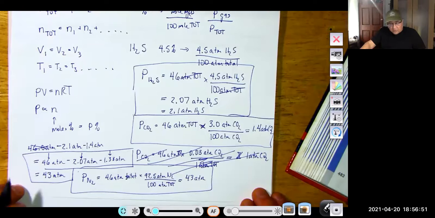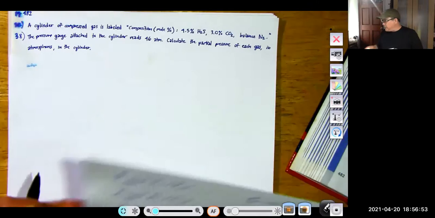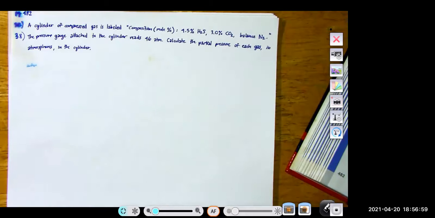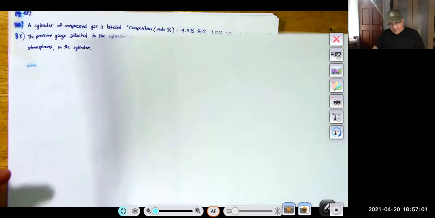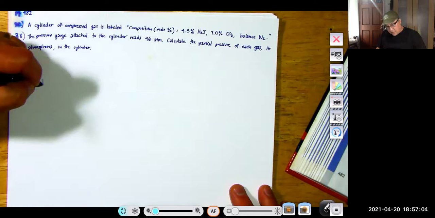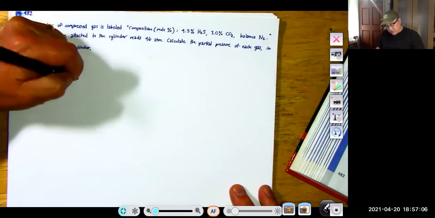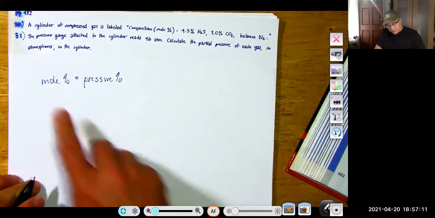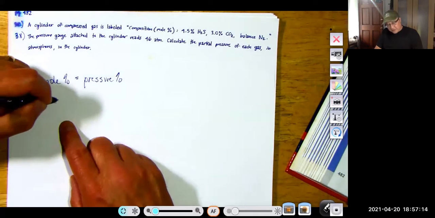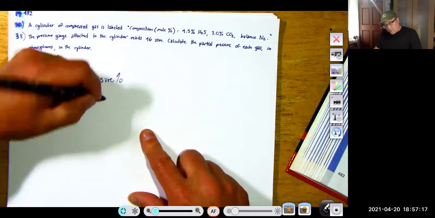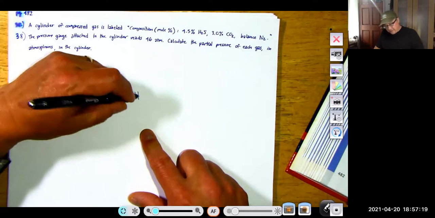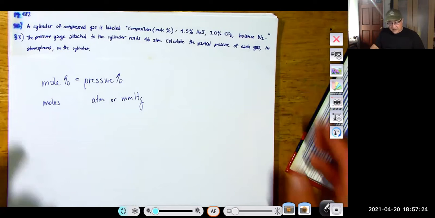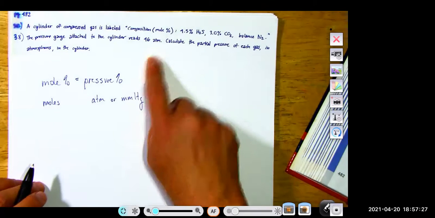Okay, so that's a partial pressure one. And what's the big thing you learned out of partial pressures? That the mole to pressure ratio is linear. Right. So you learn that mole percent is equal to pressure percent. And the units for moles, of course, are moles, and the units for pressures are ATM or millimeters of mercury. Which unit are you going to use? The answer depends on what kind of pressures they give you. Here they gave us atmospheres, so I'm going to use atmosphere percent.